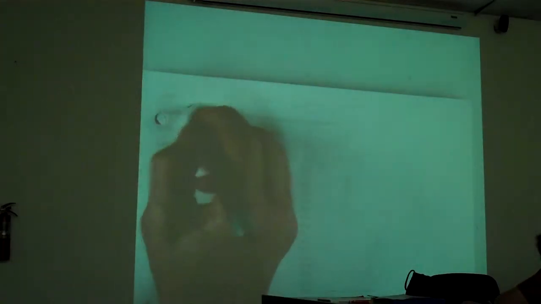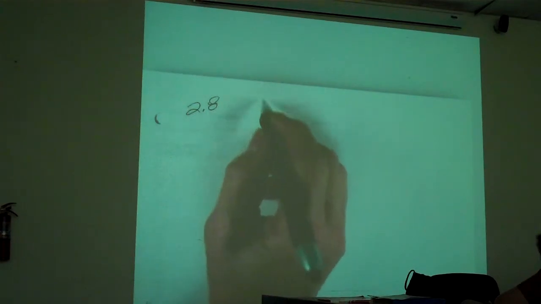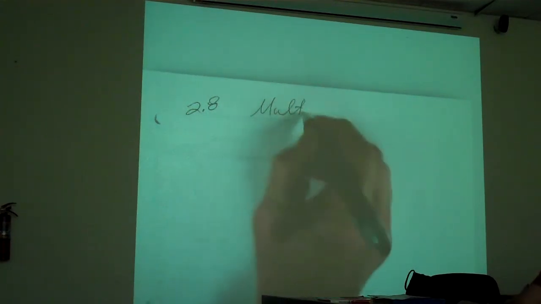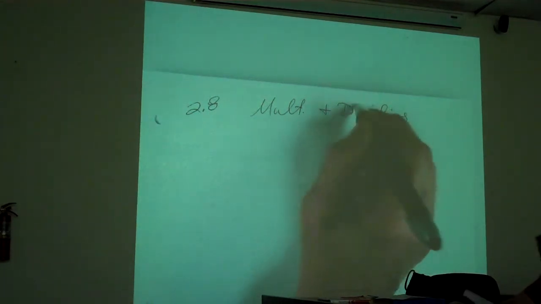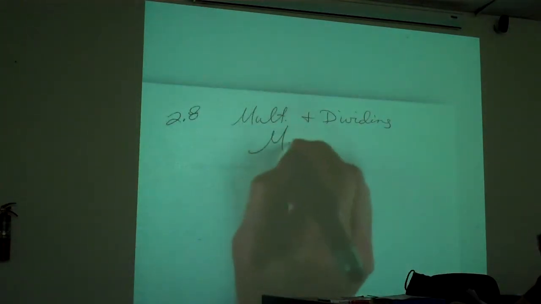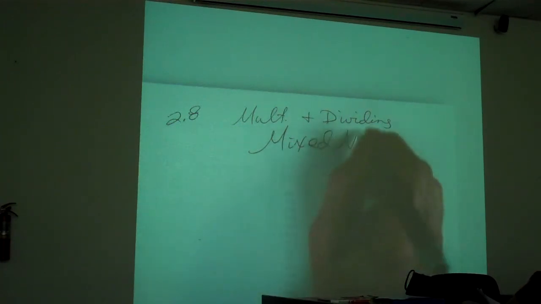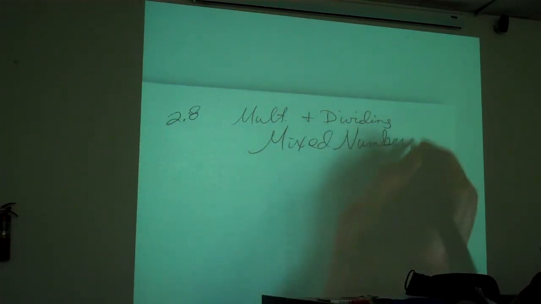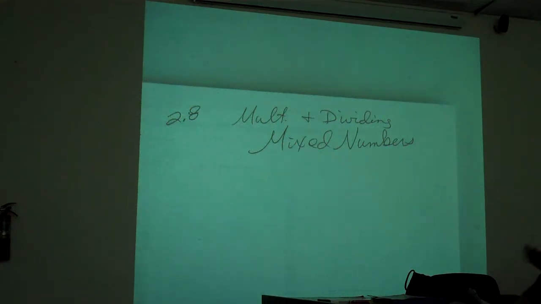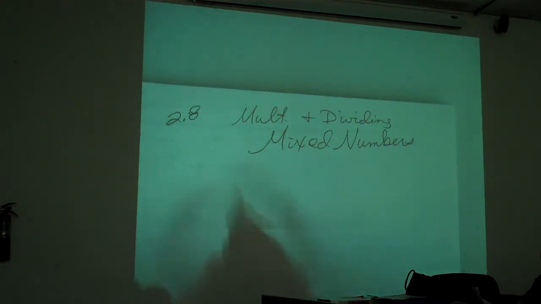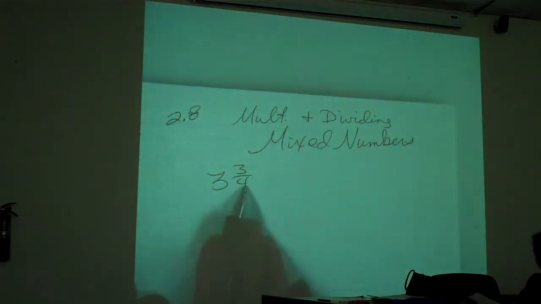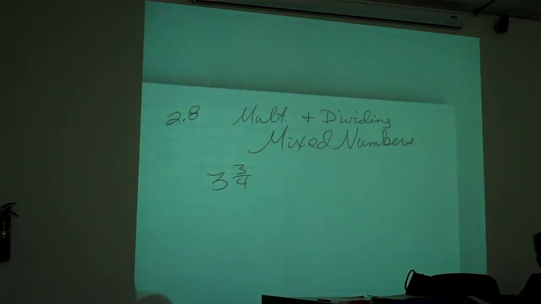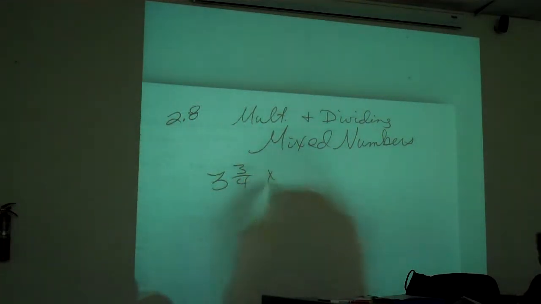Now we're going to go to 2.8. You're multiplying and dividing mixed numbers. What do you think it means by mixed? That's when you have a whole number and a fraction mixed together, like 3 3/4. That's a mixed number.